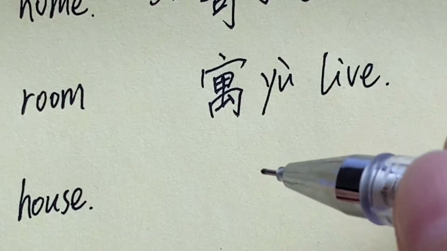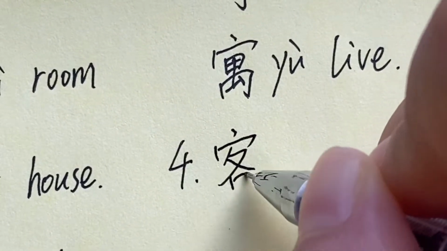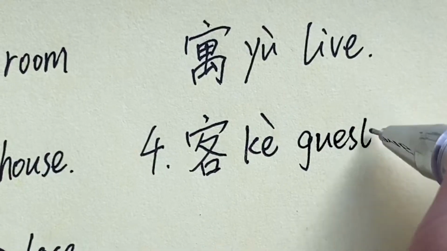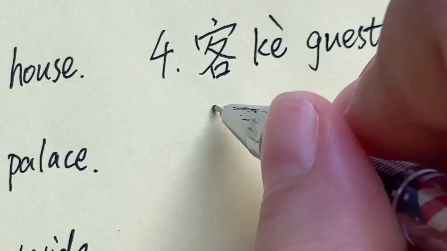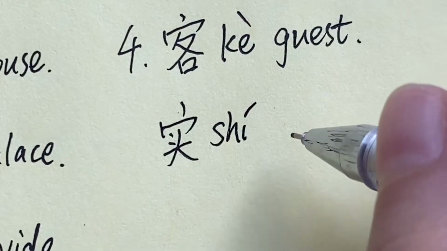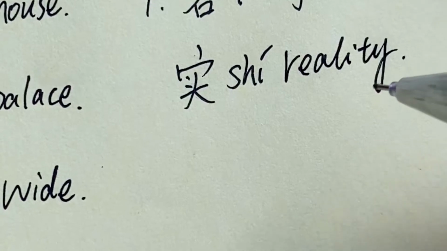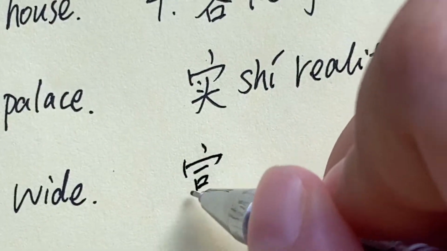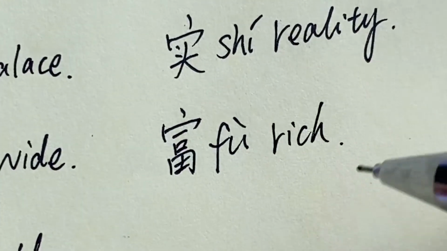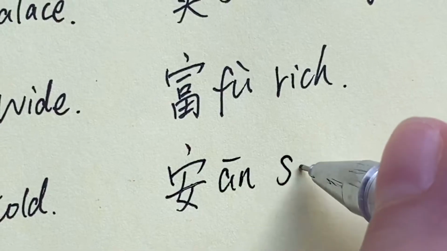Other words associated with house. For example, 客, guest, 时, reality, 富, rich, 安, save.